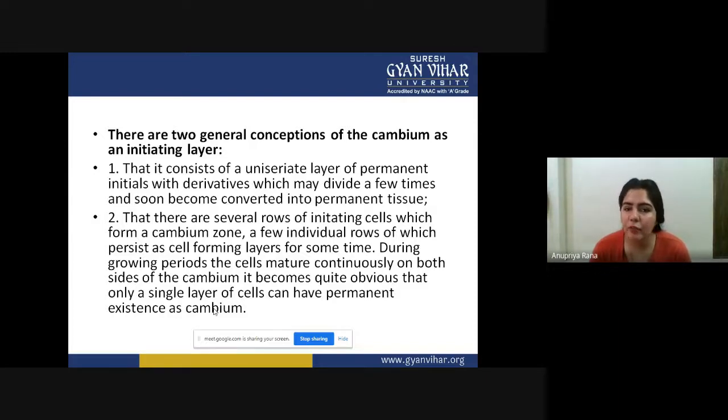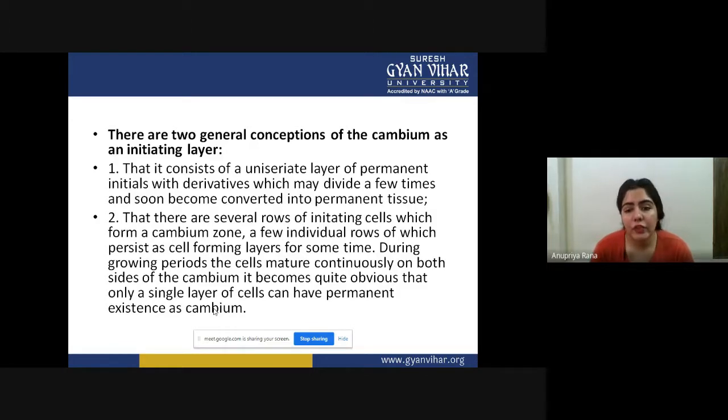Consists of a uniseriate layer of permanent initials and derivatives which may divide a few times and soon become converted into the permanent tissue. So initially they are like a meristematic tissue, they are dividing. But after some time, when they get maturity, they will convert to the permanent tissue. We call them permanent tissue because they lose their ability to divide. And when a cell loses the ability to divide, it is converted into permanent tissue. So in the very first phase they are dividing, meristematic cells, but after reaching maturity they convert into permanent cells.